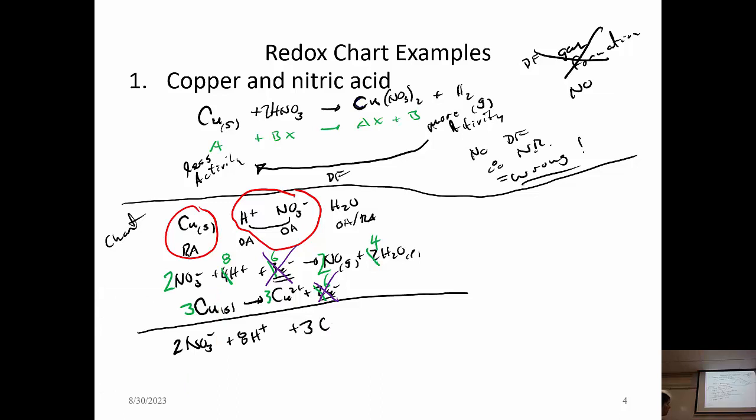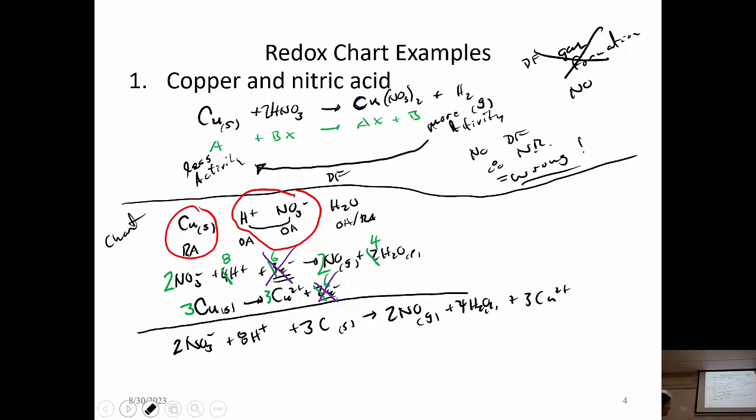Plus 3 coppers, solid. This is going to yield 2 NO gas, nitrogen monoxide or nitric oxide gas, plus 4 H2O liquid, plus 3 Cu2+, copper 2 ions. All right, then I look, can I simplify anything else? Does anything else cancel? And no, nothing else cancels.